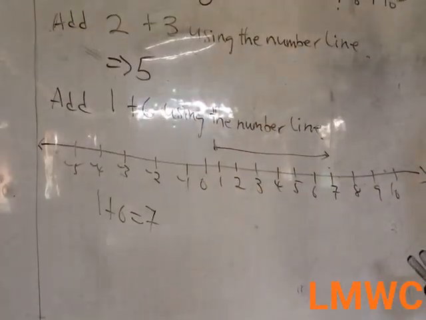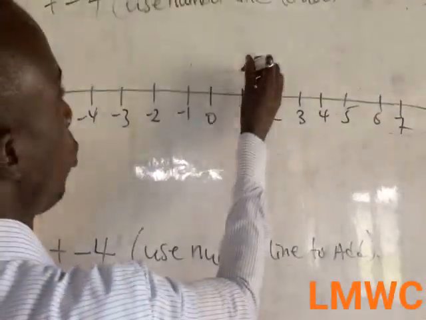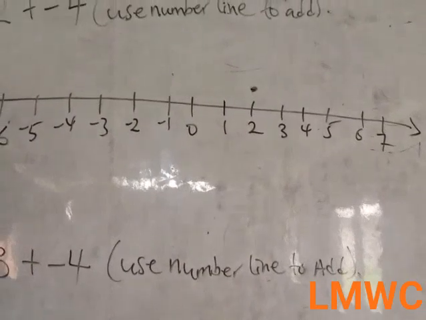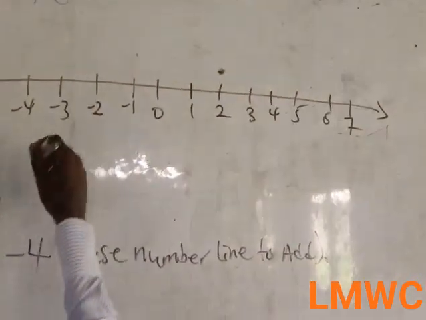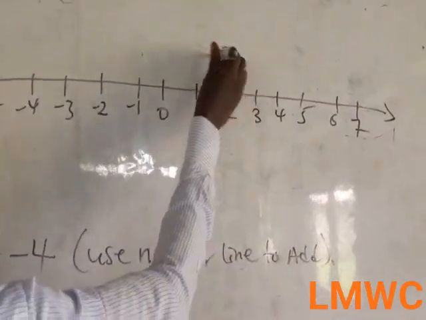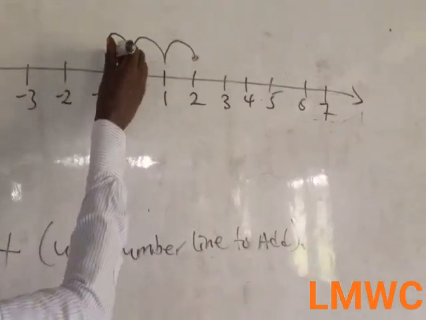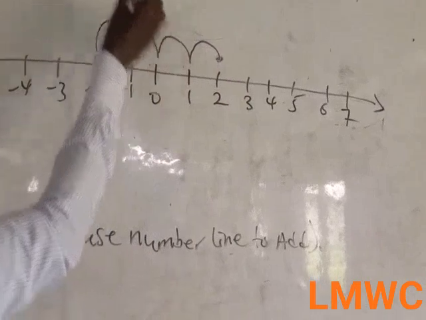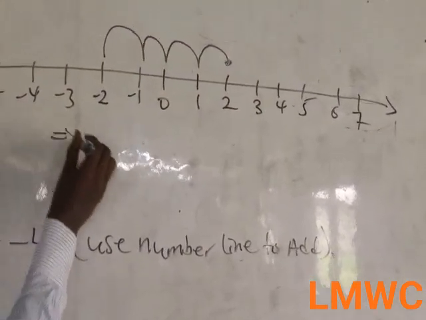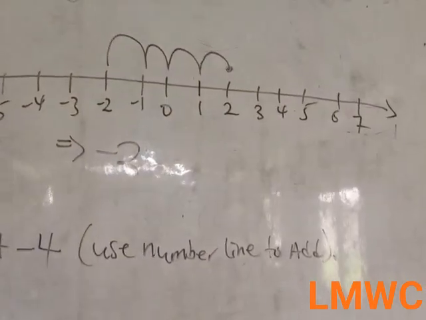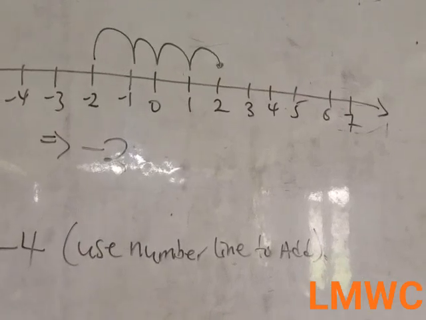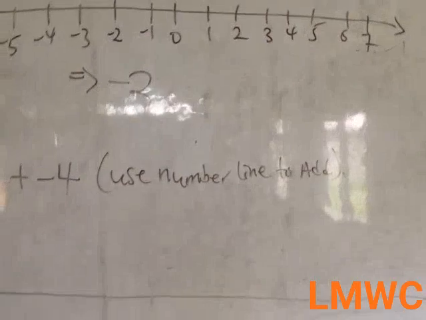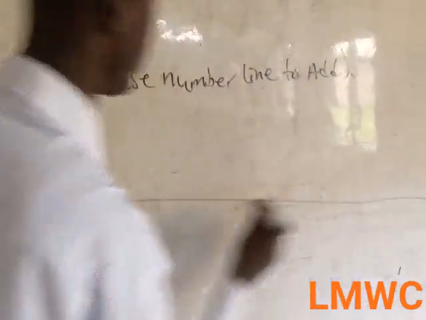The third example. So the first number is 2. We are talking of negative 4. So you count to the left. It's not positive. So 1, 2, 3, 4. This means our answer is negative 2.